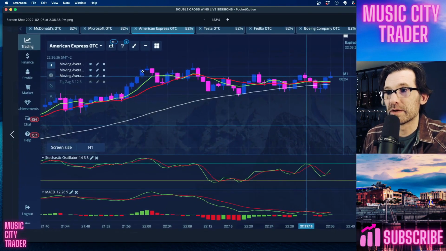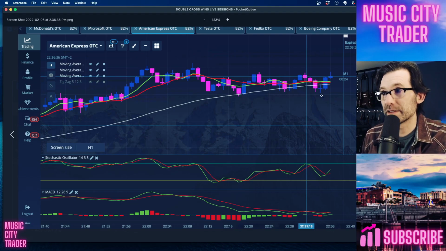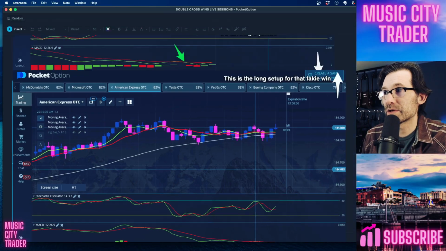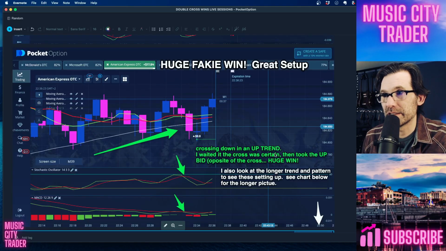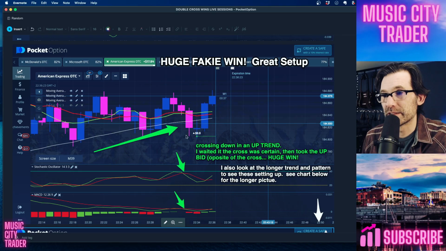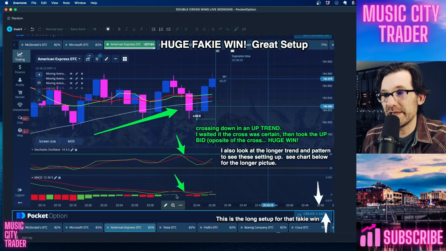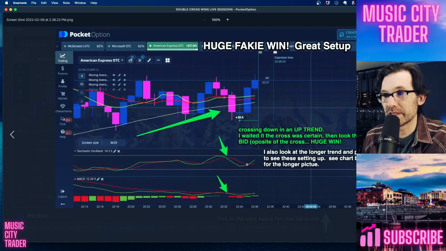The setup is, it's going up, it's going down, it's going up, it's going down. So when I saw this setup, this is basically a huge Fakie win. I bid off of these two crosses. It looks like it crossed over here and here again, and it went up. That's fine. I didn't bid there. I bid here, right after the cross right here. I bid right here before these crossed up. So this would be considered a Fakie.